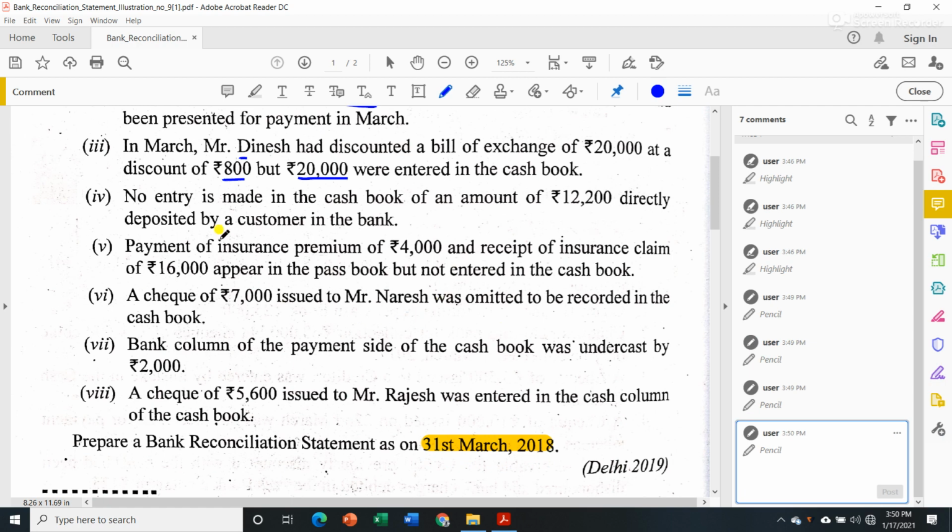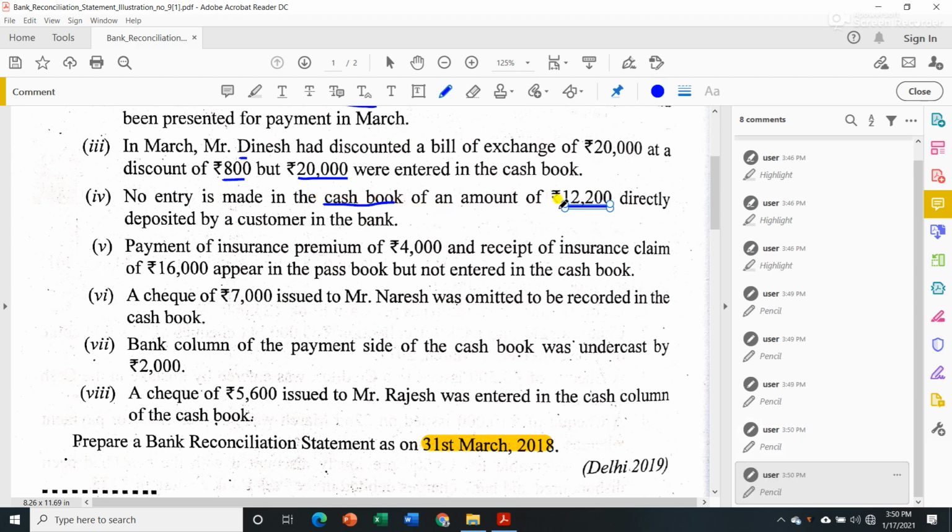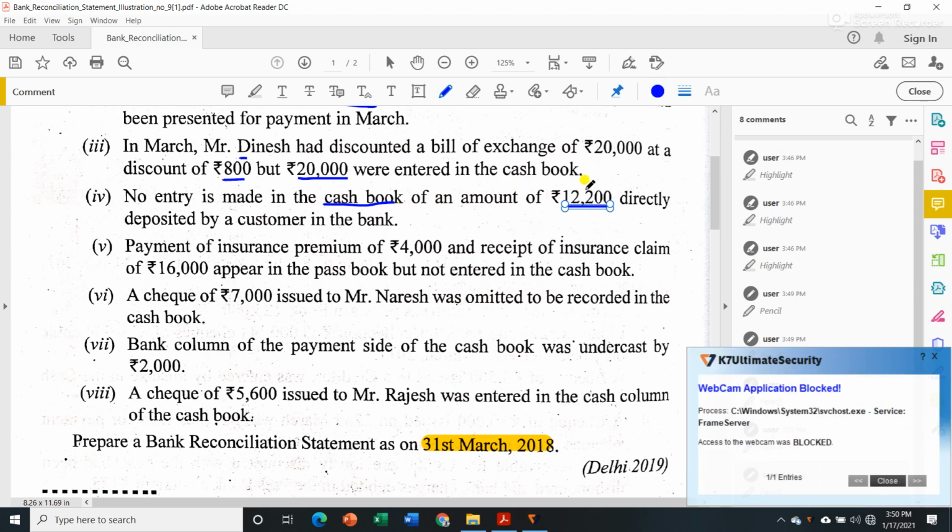Okay, then next, no entry is made in the cash book of an amount of 12,200 directly deposited by a customer in the bank. That means we actually received 12,200 in our bank account. It was recorded in the passbook, but we didn't make any entry in the cash book, so our cash book is showing less amount than our passbook. So we will just simply add this 12,200 in the cash book.